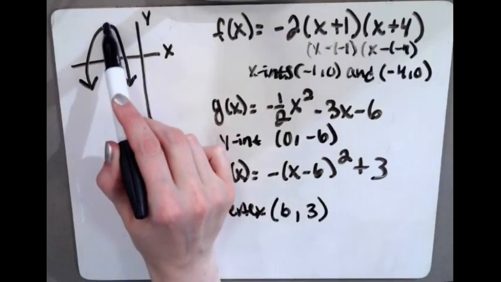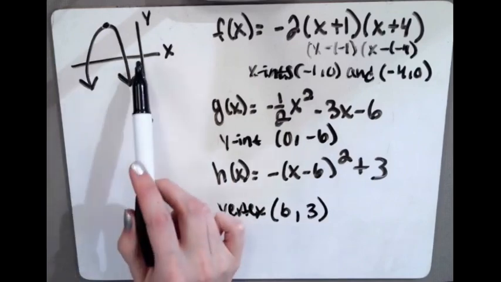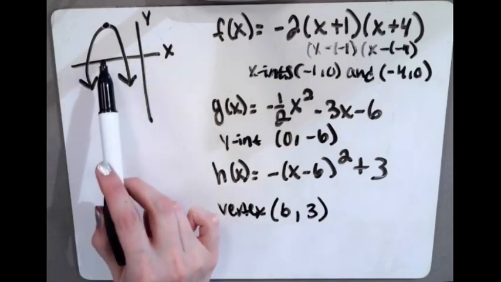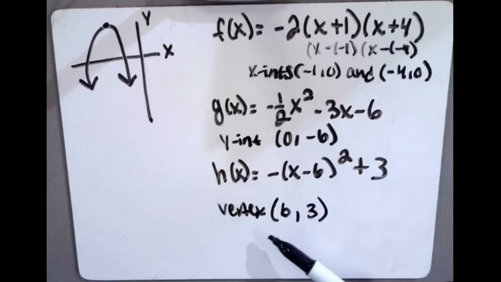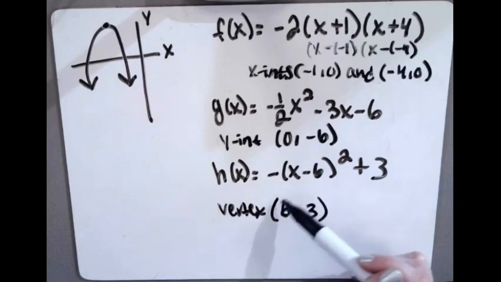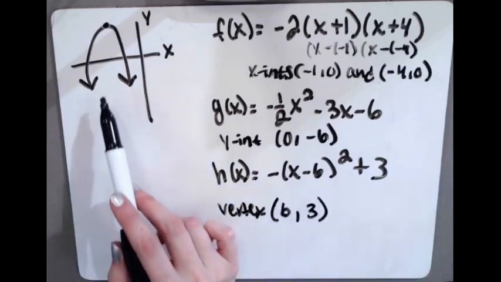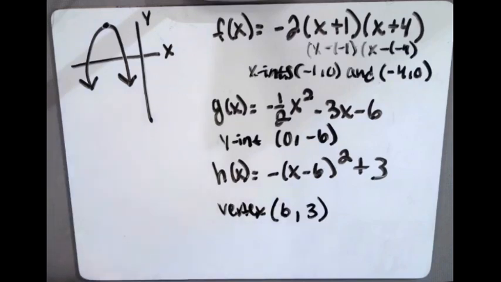Here's our vertex. Well, this vertex has a negative x value, whereas h of x has a vertex with a positive x value. So no, h of x could not model this graph. Even though h of x and the graph both open down, h of x is going to have a vertex with a positive x value, while this graph has a vertex with a negative x value. So that's an example of how we can see key features of quadratic functions from equations and compare them to graphs.